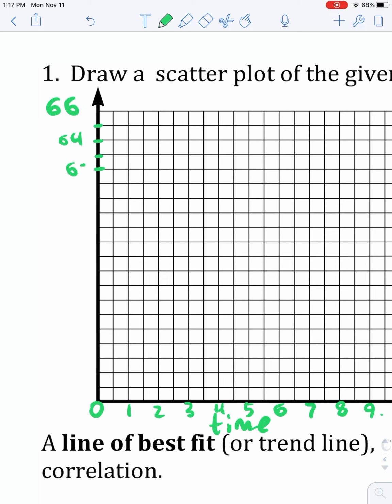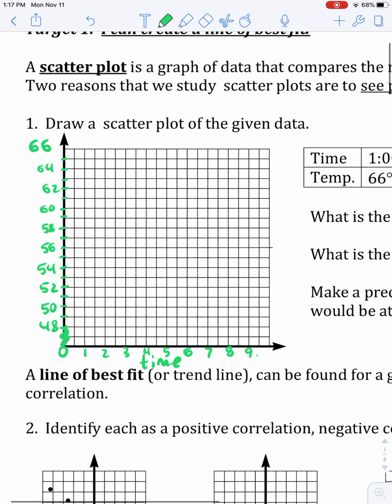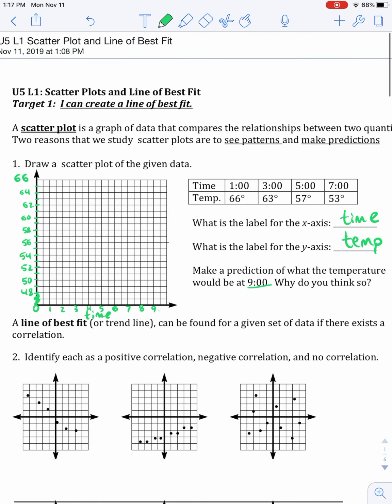63, 62, 61, 60, 59, 58, 57, 56, 55, 54, 53, 52, 51, 50, 49, 48, and then I'm just going to do this little scribble mark here that shows that we're not making it all the way down to 0. We're just zooming in on one part of the y-axis. So we're going to plot these points.